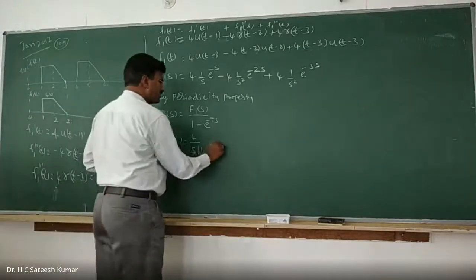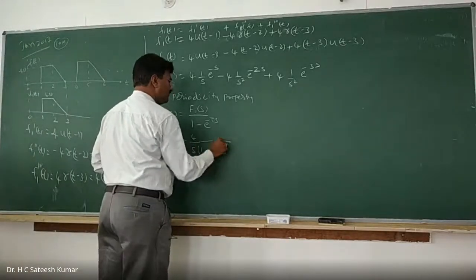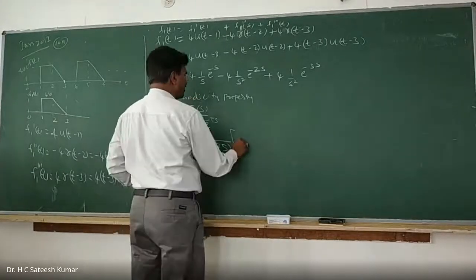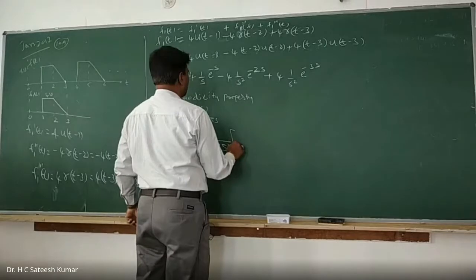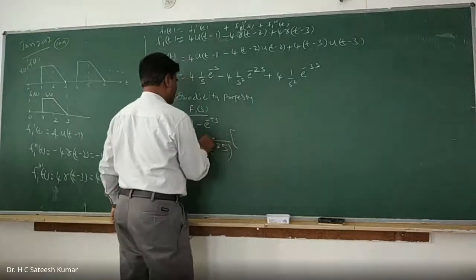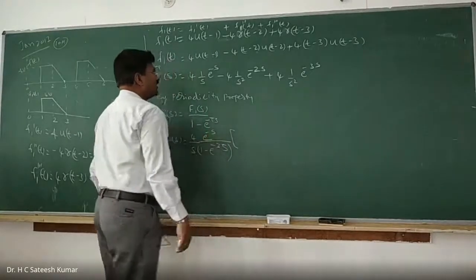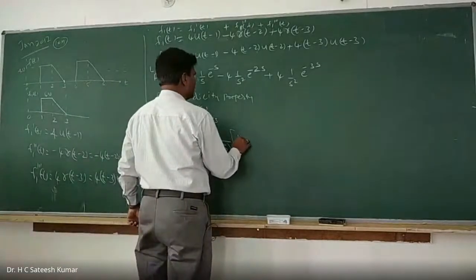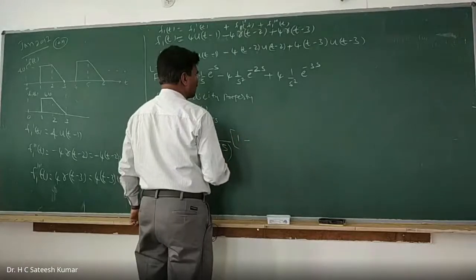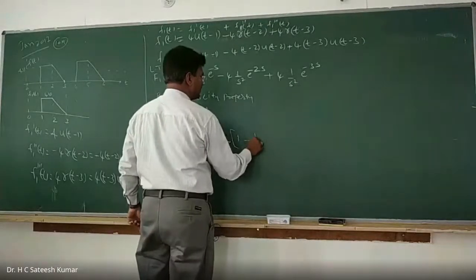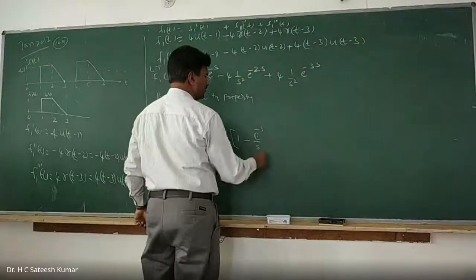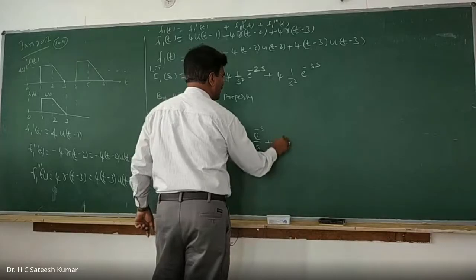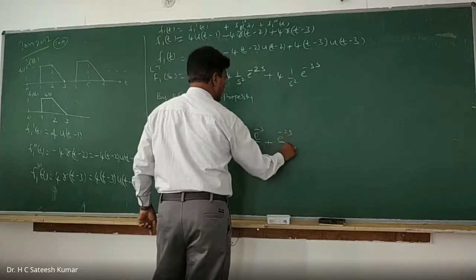Therefore, I can write it with e to the power of minus 3s in the denominator, and 4 by s I have taken common. And what is left? Even e to the power of minus s also you can take common. If you take e to the power of minus s common and 4 by s common, you will get 1 by s into e to the power of minus s plus e to the power of minus 2s divided by s.